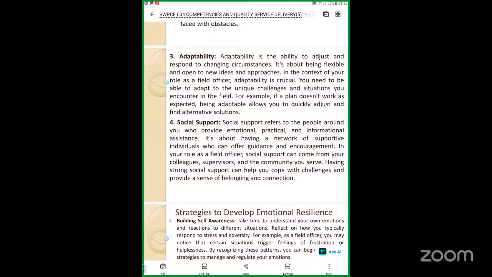So in the context of your role as a field officer, adaptability is crucial. You need to be able to adapt to the unique challenges and situations you encounter in the field. If a plan doesn't work as expected, being adaptable allows you to quickly adjust and find alternative solutions. So many examples. You can think about them.